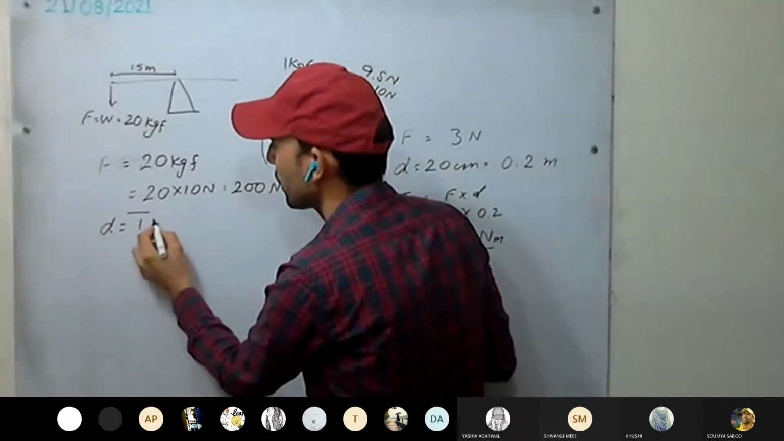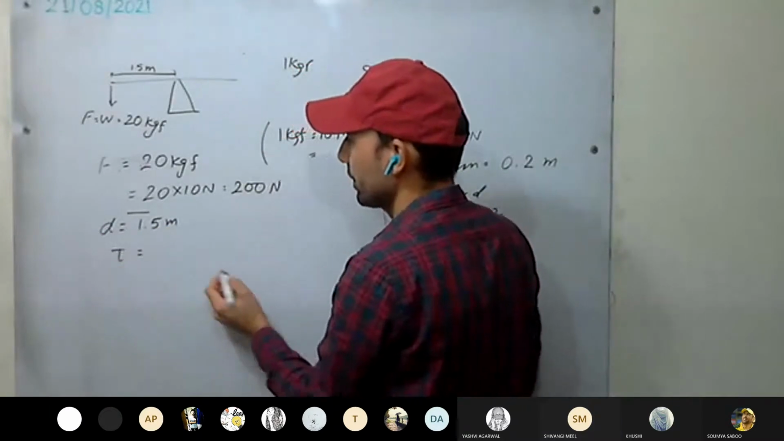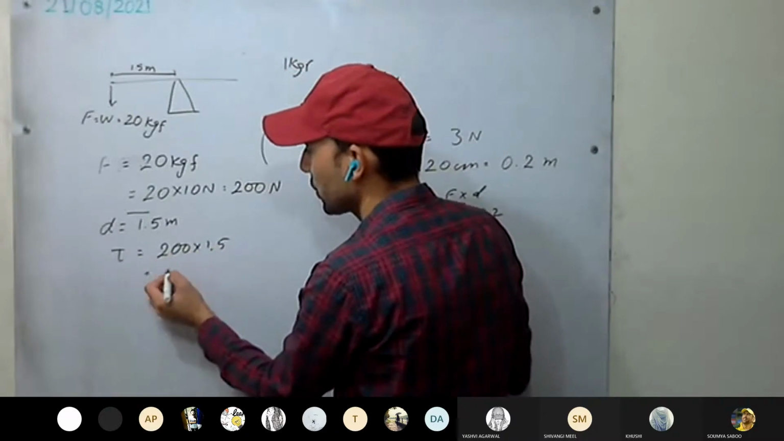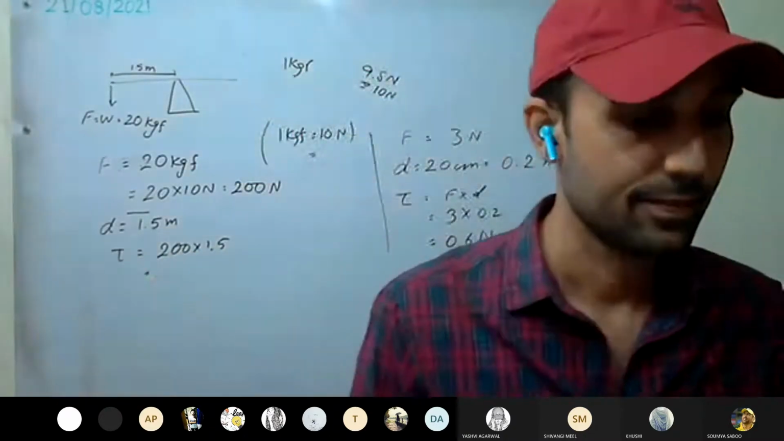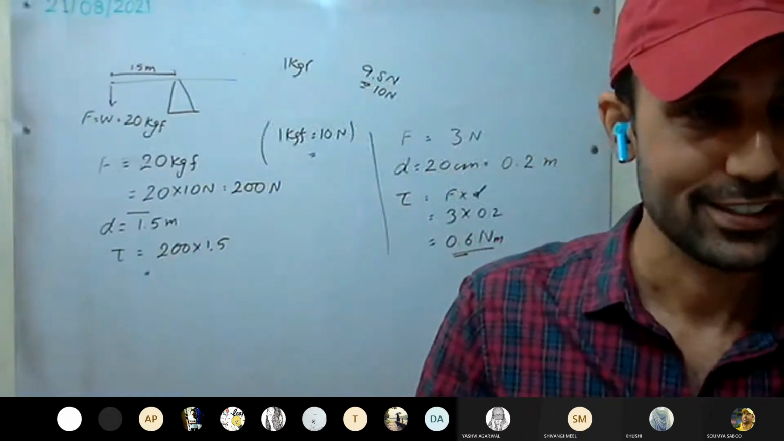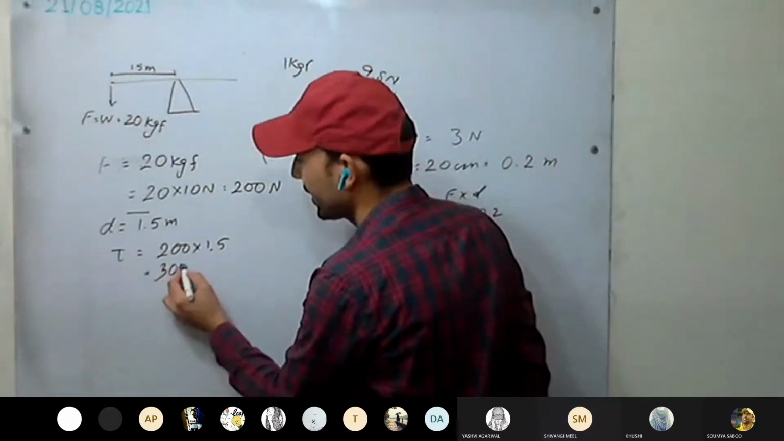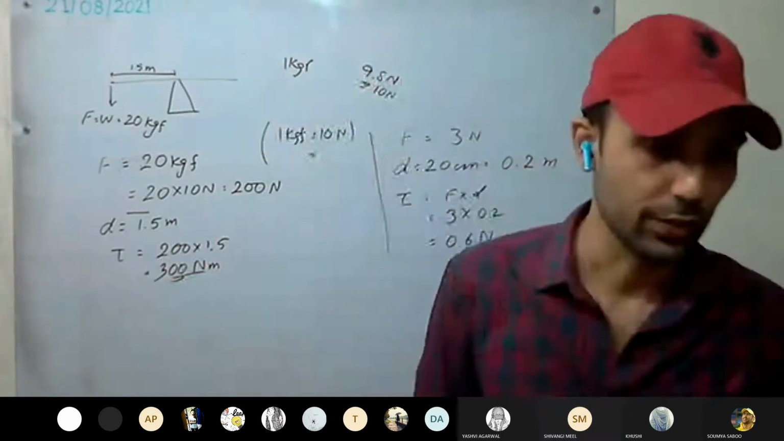Distance is how much? 1.5 meter. Calculate the moment of force. 1.5 into 2 is 3. How much will it be? 300 Newton meter. This will be the moment of force.